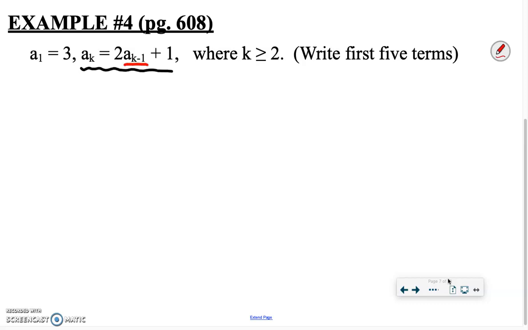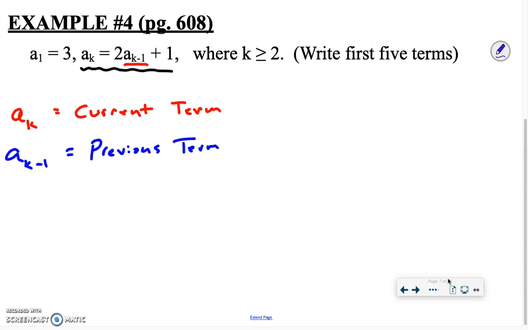So what that means is that to find the current term, we have to look at the previous term. So again, a sub k, if we refer to that as the current term, then a sub k minus 1 is going to be the previous term. And going back to the last problem, you won't see it in this one, but if we had a sub k plus 1, then that's what we refer to as the next term.